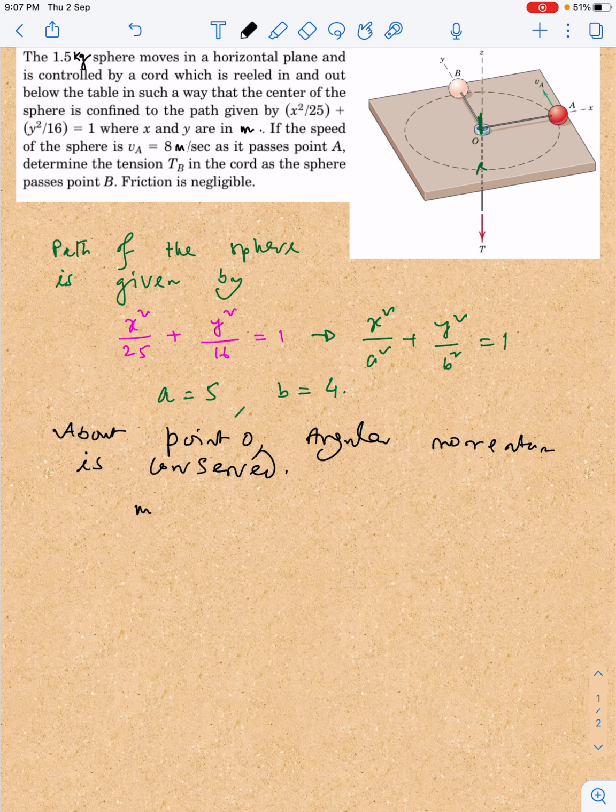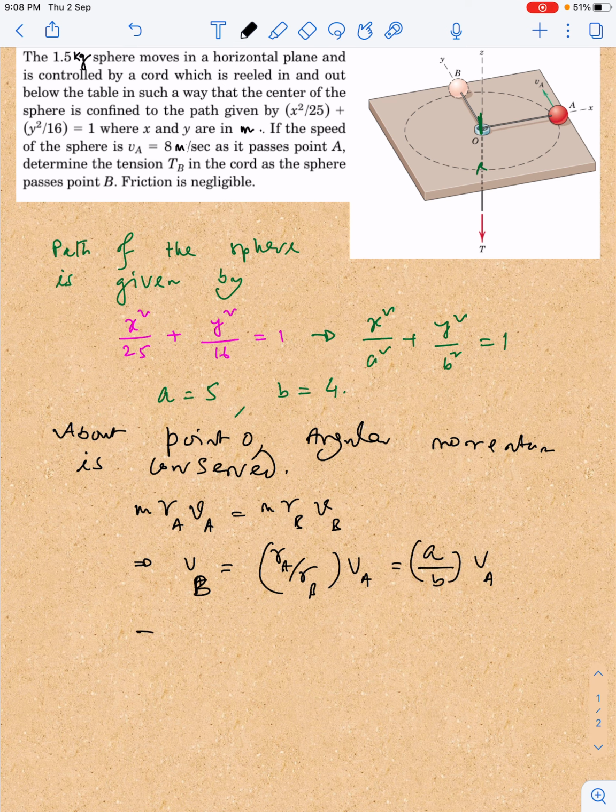So from there I can write m of Ra into Va is equal to m of Rb into Vb. So Vb I can write is equal to Ra by Rb into Va. As you can see, Ra is basically the semi major axis, that is small a, and Rb is the semi minor axis, that is small b, into Va. So from this equation I can comfortably calculate Vb, and with a as 5, b as 4, and the velocity Va said to be 8, it comes to be 10 meter per second. So that's the velocity at point B.